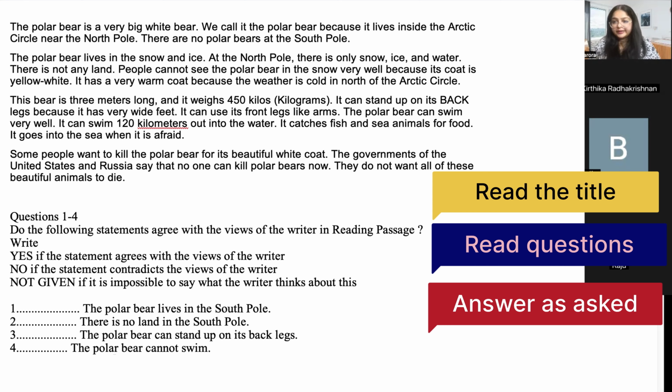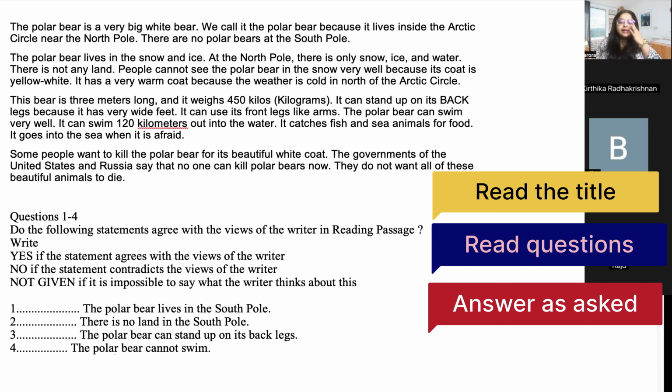For writing yes, you cannot write true, and you cannot do vice versa also. If the question has been asked in the form of yes, no, not given, you will write in the form of yes, no, not given. And you cannot write in short forms. That means you cannot write y for yes, n for no, and ng for not given. You have to write the full words. So this is the number one thing. Don't attempt this mistake, because if you do it, even if your answer is correct, you will not be scored.